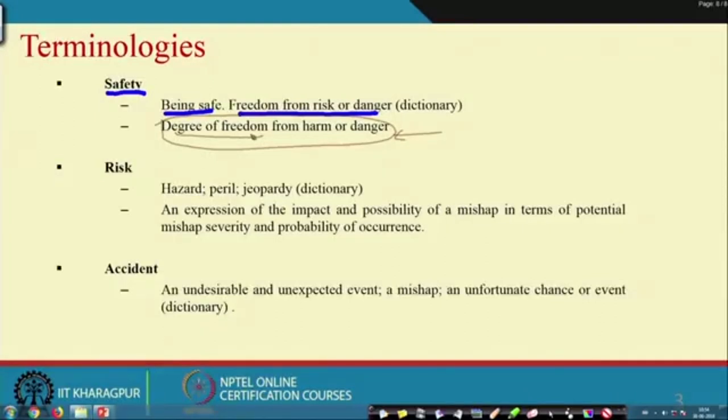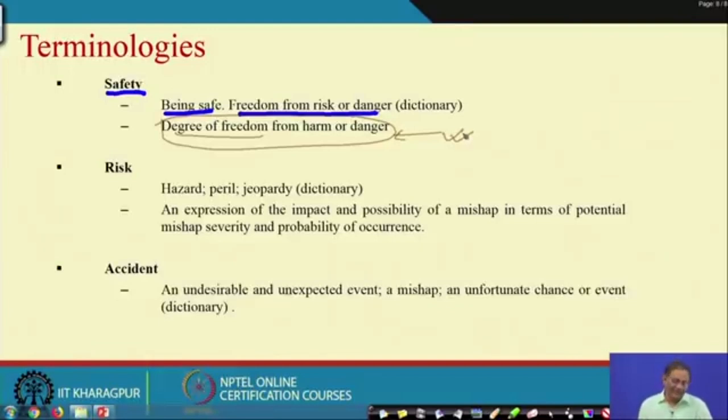Okay. For example, if you are working in an AC control room, and you are working near a blast furnace, or you are operating a machine in a shop floor, or a person who is driving a car, or someone who is basically launching a missile, or somebody who is basically cooking in the kitchen. So, you find out that they are not exposed to the same amount of danger or risk. There is degree of difference. So, that degree of freedom is safety. So, we will stick to this definition, degree of freedom.